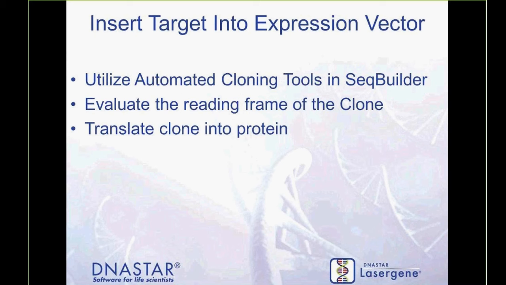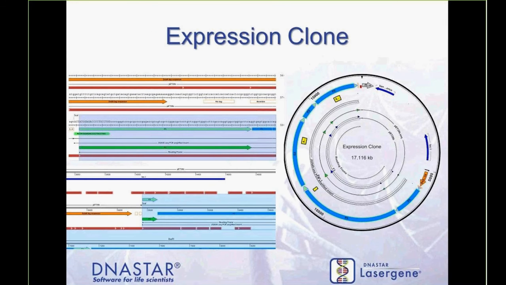We're going to look at the reading frame of that clone to make sure everything is in frame with the initiating methionine of the actual target, as well as the initiating methionine of the multiple cloning site. And then we're going to translate that clone into a protein for further downstream analysis, so we can look at rare codon usage. Maybe we may identify some rare codons that we need to express in, say, a competent cell that has tRNAs for rare codons. The end result is an express clone.